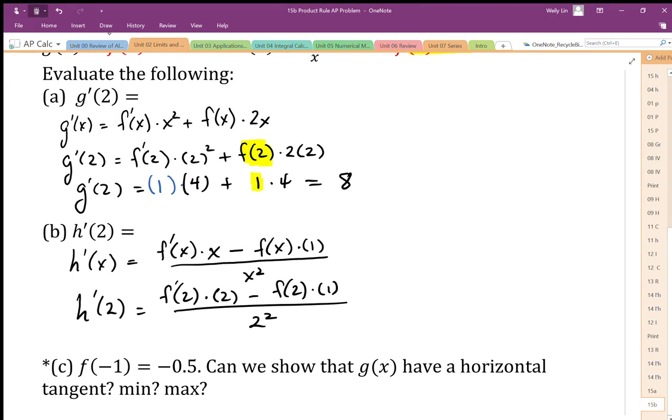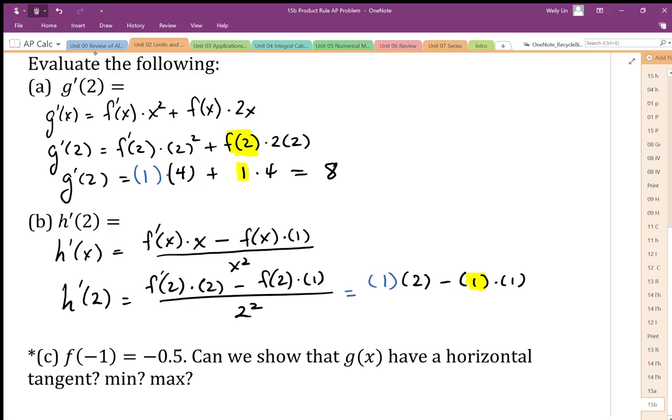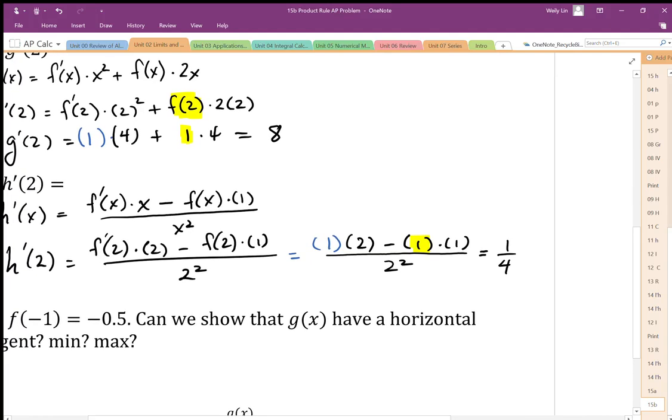So this is the same as the problem before. I have f prime of 2. Yeah, I can fill that in. So that's going to be 1 times 2 minus the f of 2, which is the value of 1, times 1. So that first one is that function that was defined up here, divided by 2 squared. Okay, and then we can plug that in. 2 minus 1 is 1 over 2 squared is 4. So the slope is equal to 1 over 4.